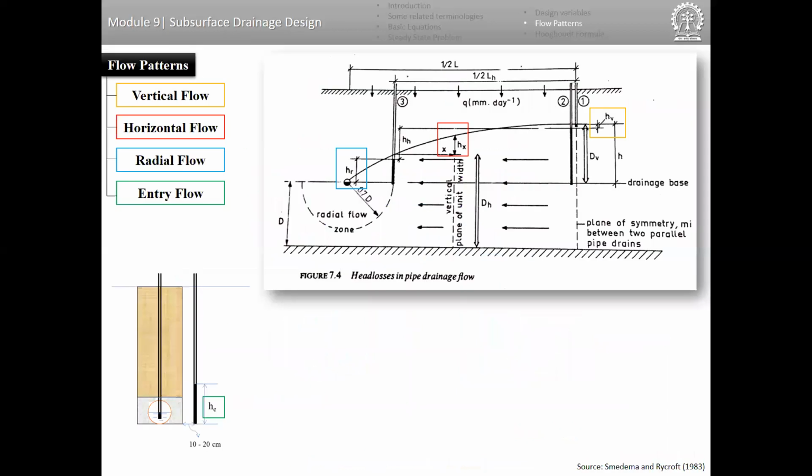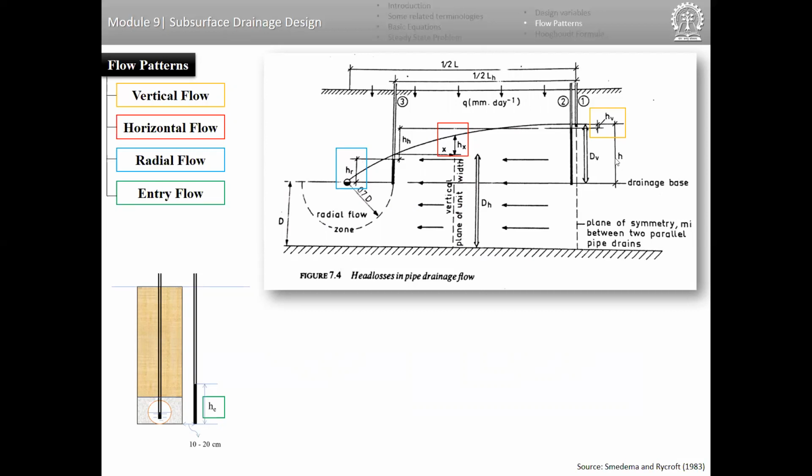So these are the flow patterns. Here you can see a complete picture, and in the next few slides we are going to discuss each of these flow patterns one by one. So let's say these are the two drains. This is one drain, and this is half of the drain spacing, L by 2, from this point to this point. This is the midway of the water table, or midway spacing, where head is equal to h, and remember this h is made up of hv plus hh plus hr plus he.